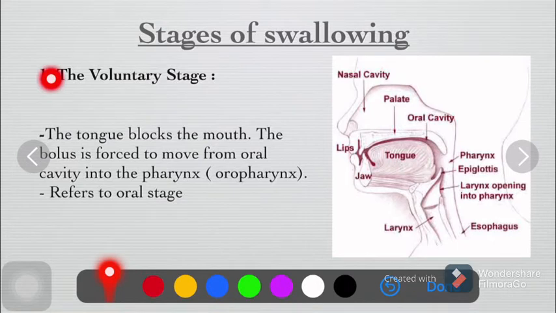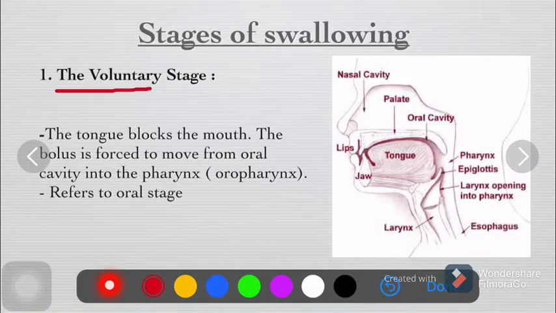Stages of swallowing. The voluntary stage. Here the tongue blocks the mouth. The bolus is forced to move from the oral cavity into the pharynx, specifically the oropharynx, and this whole process refers to the oral stage. When we say voluntary stage, it means that we are initiating it with our own consciousness.